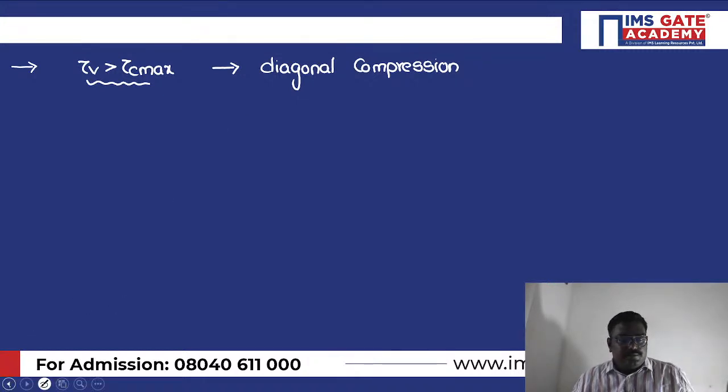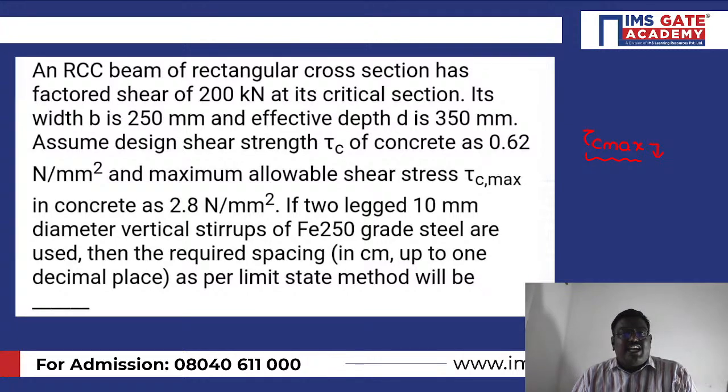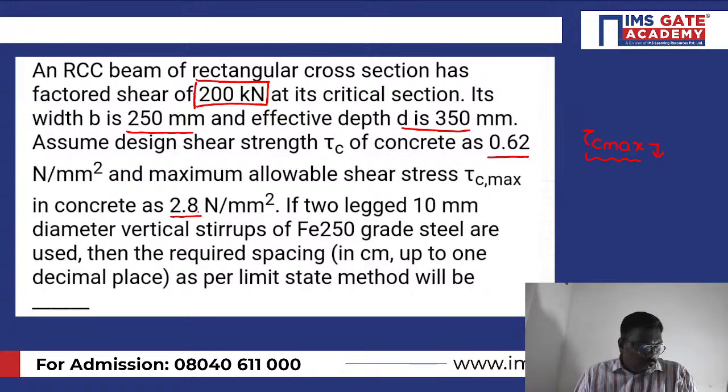Now see sir, here the factored shear force is how much? If anyone is having any doubts, you can always ask me. Here the factored shear force is given as 200 kilonewtons at the critical section. Width of the section is 250 mm. Effective depth is 350 mm. Tau c is 0.62, tau c max is 2.8 Newton per mm square. If two-legged 10 mm stirrups, we have Fe 250 grade of steel, what is the required spacing?